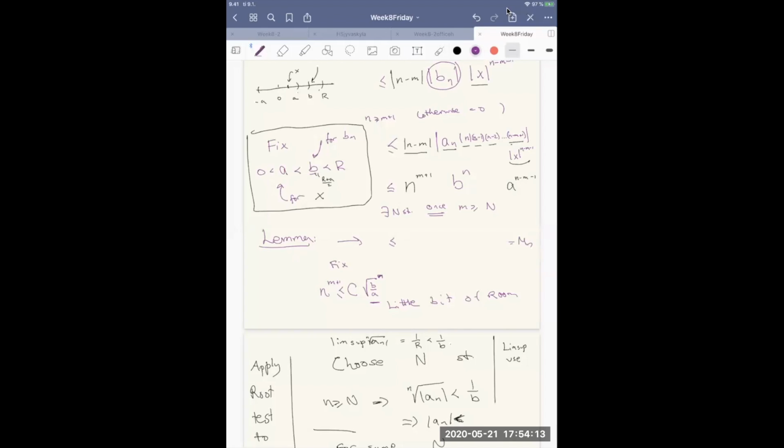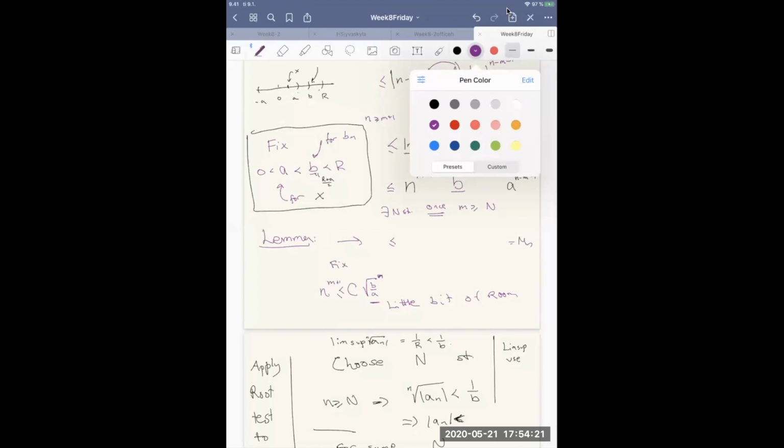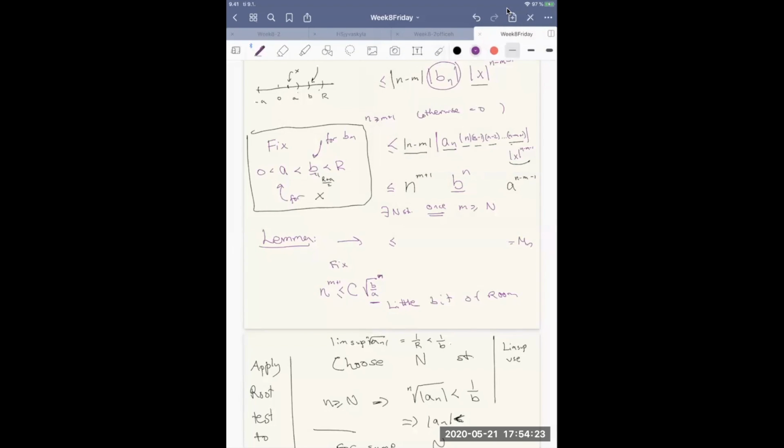So what we will do now. Now let's look. We have b to the minus n, and we have a to the n. So this is a over b to the n, which is less than 1.